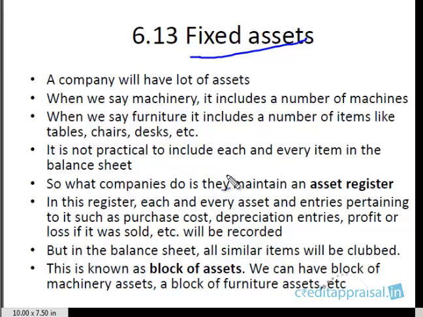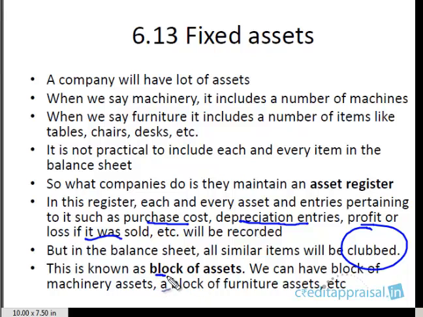These individual items are maintained in what is known as an asset register. In this register, each and every asset will be maintained. In the register, you'll know the purchase cost, the cost at which that particular asset was purchased, the depreciation, and the profit or loss if it was sold, right? All this will be recorded in this register. But in the balance sheet, we'll have a clubbed figure, a combined figure.